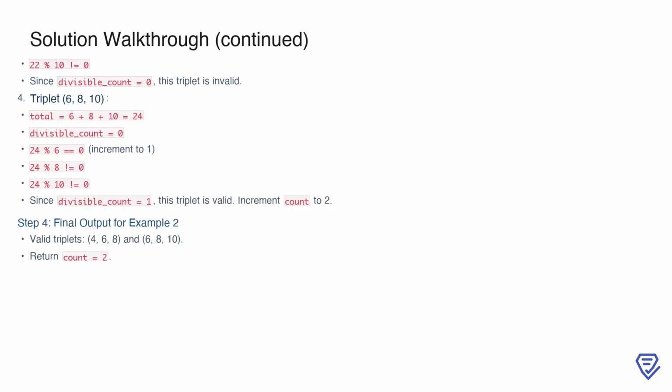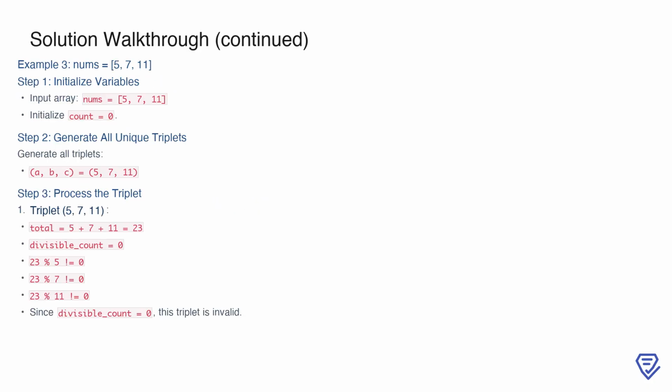The last triplet to evaluate is 6, 8, 10. The total is 6 plus 8 plus 10 equals 24, and we start with divisible_count equals 0. Here, 24%6 equals 0, so we increment divisible_count to 1, while 24%8 equals 0 and 24%10 does not equal 0. Since divisible_count equals 1, this triplet is valid, and we increment count to 2. With all triplets processed, we find that the valid triplets are 4, 6, 8, and 6, 8, 10. Thus, the final value of count is 2, and we return count equals 2 for this example.